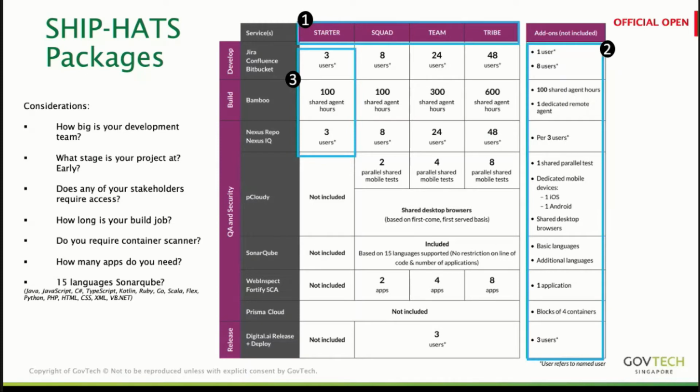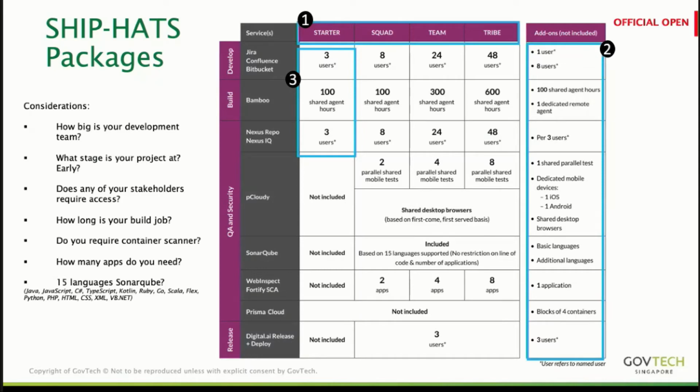Next consideration will be how long will your build job take? And do you require elastic agents or remote agents for your build job? We recently had a feedback that a user thought that remote agents are given by default. I would like to clarify on this. By default, all tiers are given elastic agents only. Just a brief introduction on the terms.